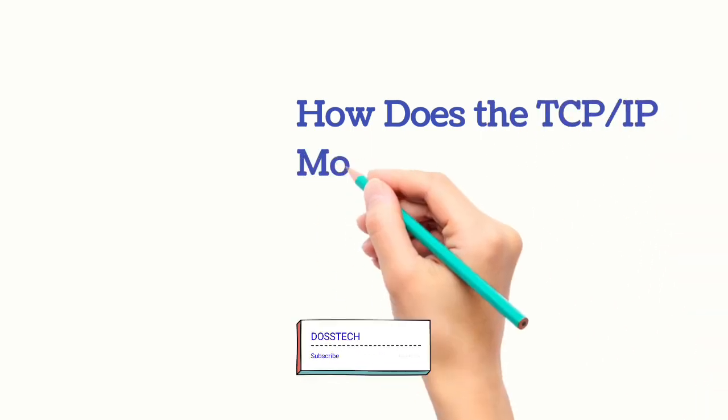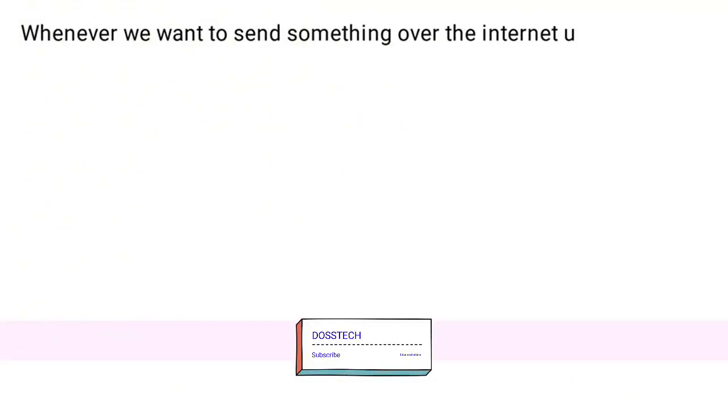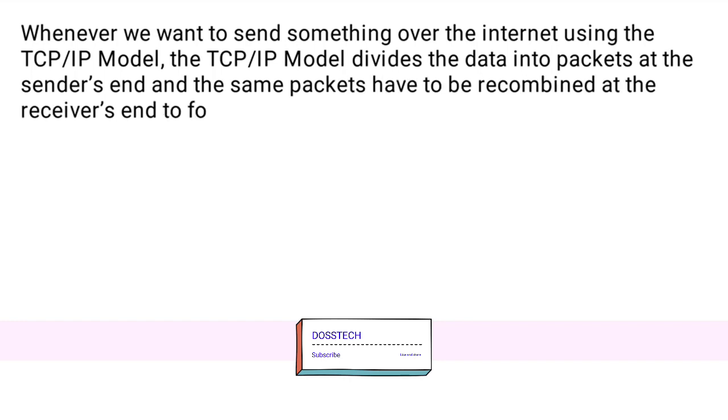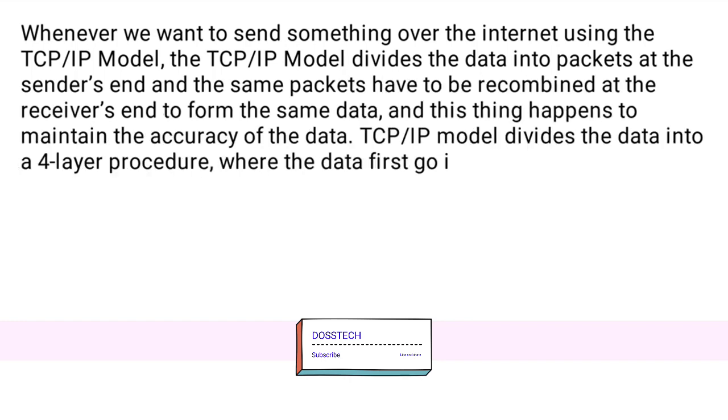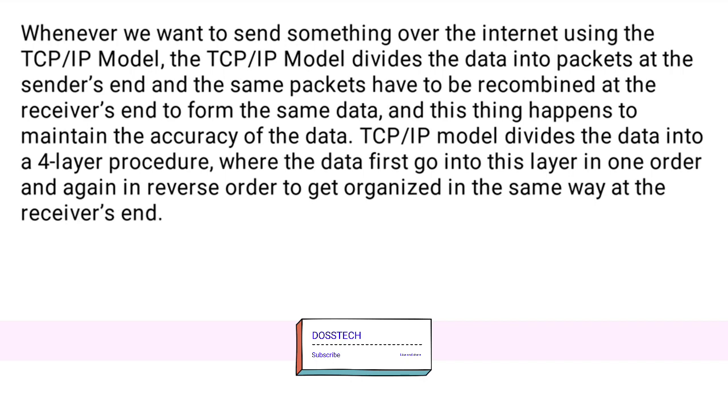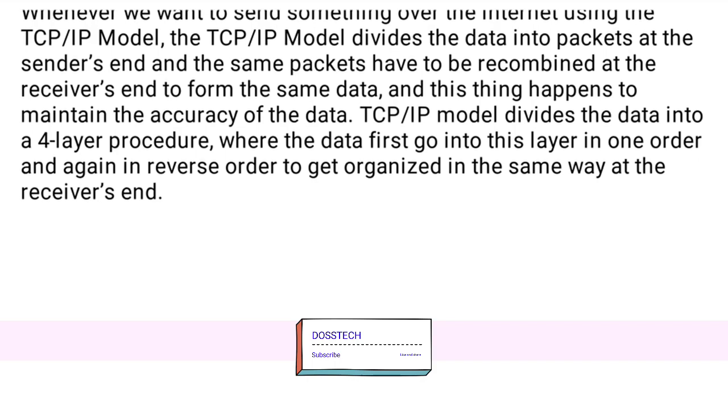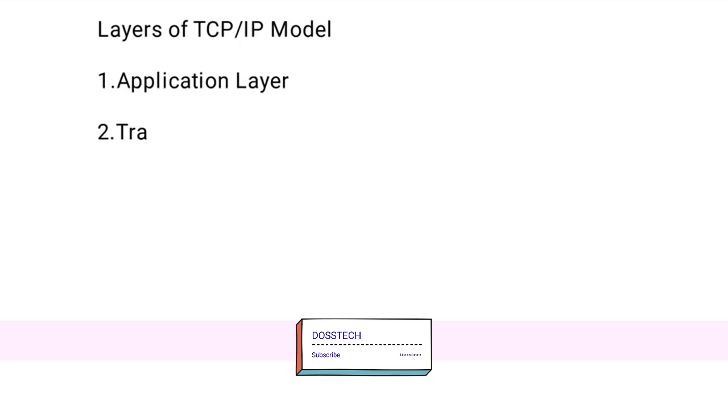How does the TCP IP model work? Whenever we want to send something over the internet using the TCP IP model, the TCP IP model divides the data into packets at the sender's end, and the same packets have to recombine at the receiver's end to form the same data. And this happens to maintain the accuracy of data. The TCP IP model divides the data into a 4-layer procedure, where the data first goes through the layers in one order and again in reverse order to get organized in the same way at the receiver's end.